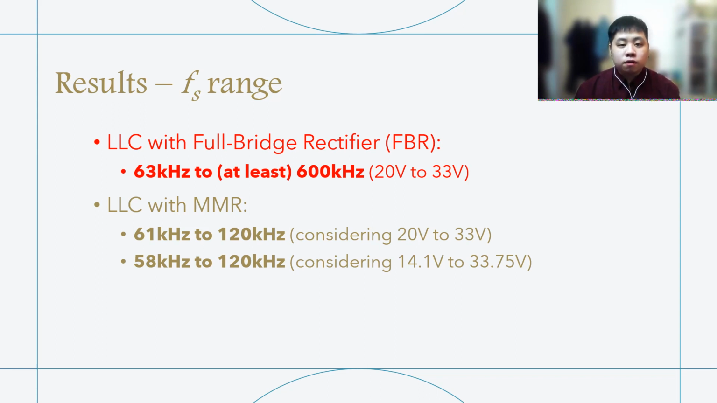When using the proposed converter, the FS range is reduced to be from 61 kHz to 120 kHz when considering the design requirements from 20 volts to 33 volts. However, slightly increasing the range by 3 kHz affords us a 50% wider input voltage range from 14.1 volts to 33.75 volts.